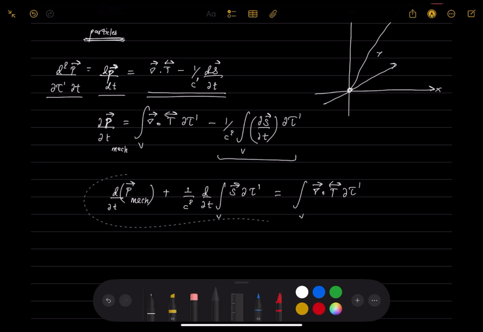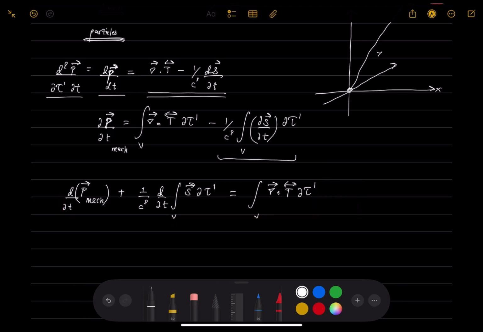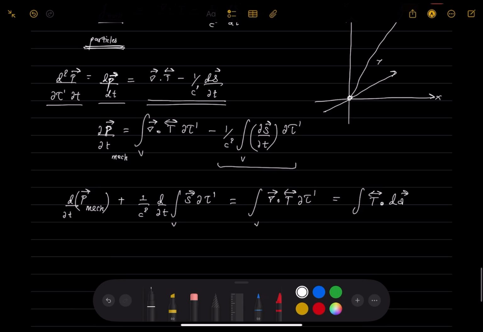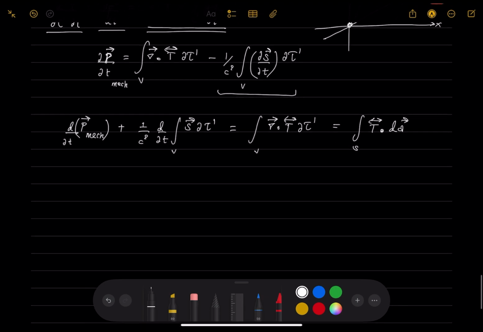And I think you can see that we can actually apply the Gaussian divergence theorem to say that the volume integral of the divergence is just the surface integral, right? So we just integrate the tensor across the surface of the volume that we're integrating over.